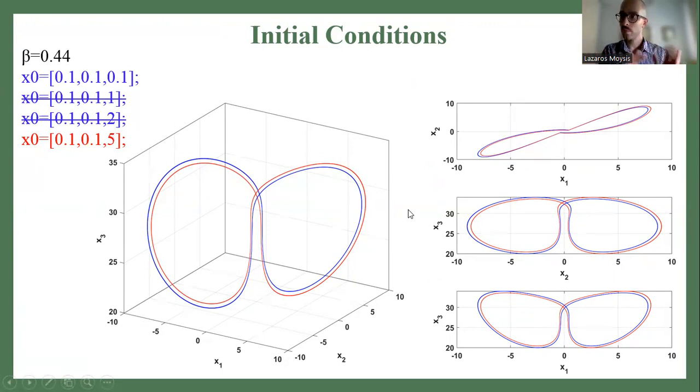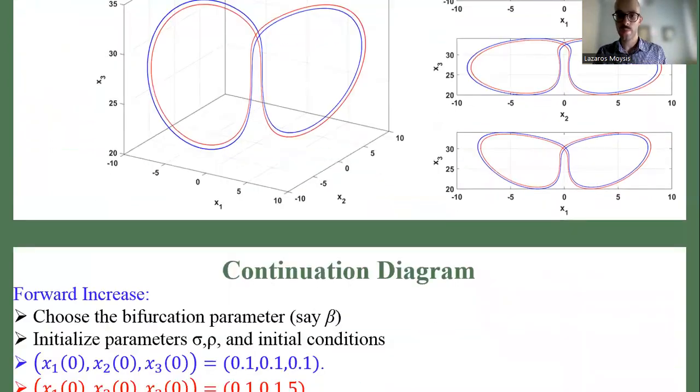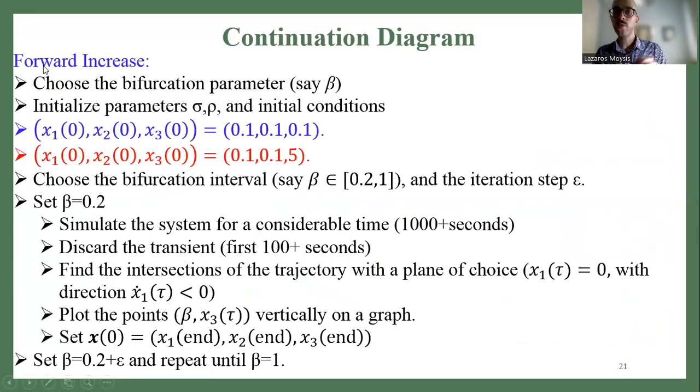So by this simple trial and error procedure, I managed to find, I'm sorry, two different coexisting attractors for this parameter, right? So I will keep these initial conditions, and what I'm going to do is this. I will do two forward continuation diagrams. In this situation, I don't need the backward one. In some other case, I may need it, but here I will do both forward continuation diagrams.